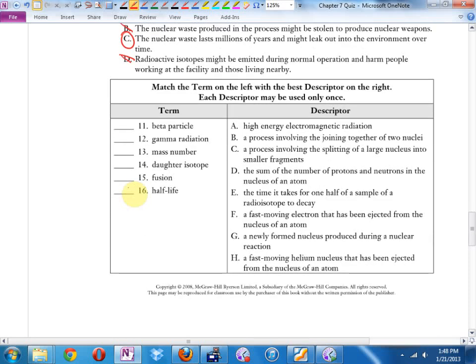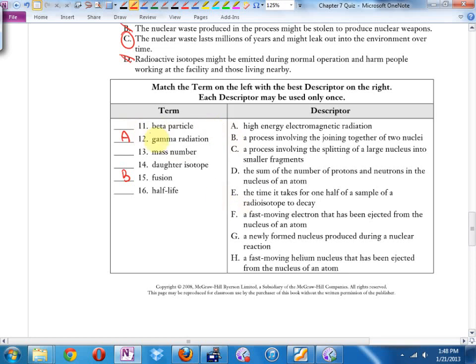A little matching. Let's see. High energy electromagnetic radiation, I think that's A. Process involved in joining together, that's fusion. Process involved in splitting up a large nucleus into smaller fragments. Not on there. Number 11, oh, I guess I should look at the numbers.